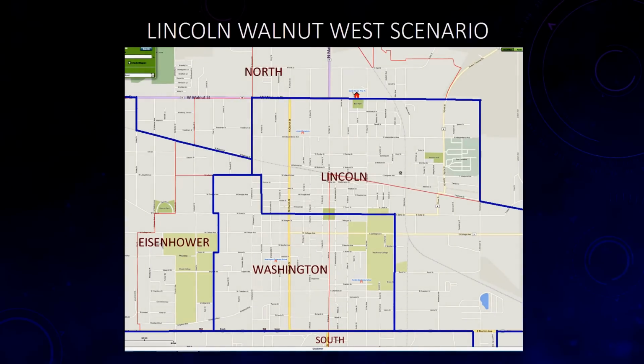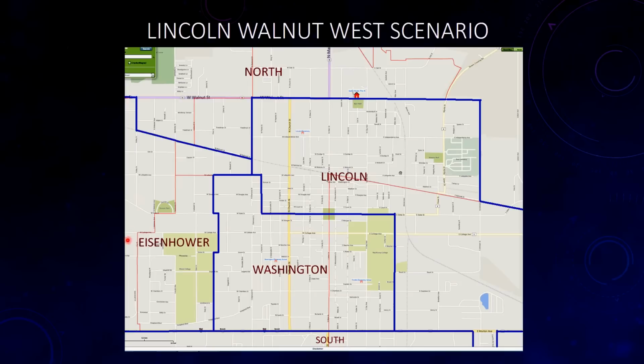The Lincoln Walnut West scenario is very similar to the Lincoln Walnut scenario in that the 46 students living north of Walnut, this area up here, would be going to North Elementary. But it would also extend this existing North Elementary area further into the Lincoln area, increasing the number of students on that current bus route. That would put 11 students here and 46 students here for a total of 57 students to North Elementary, and would put these 16 students into Eisenhower.